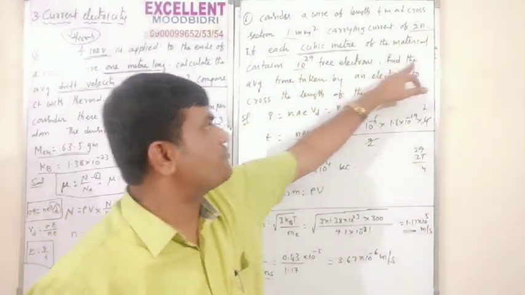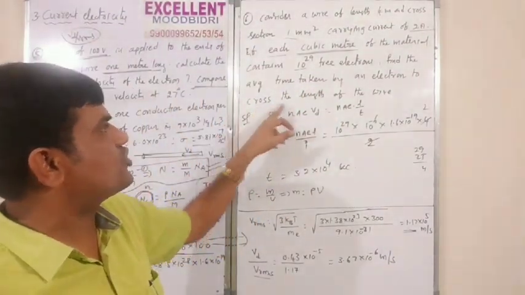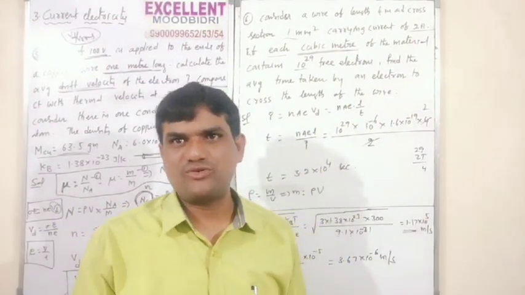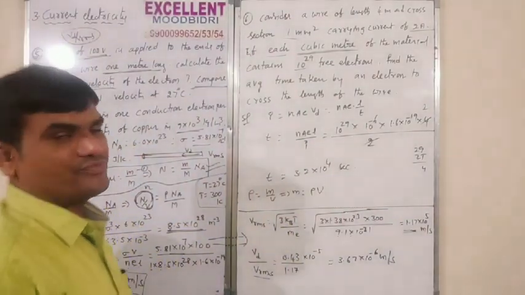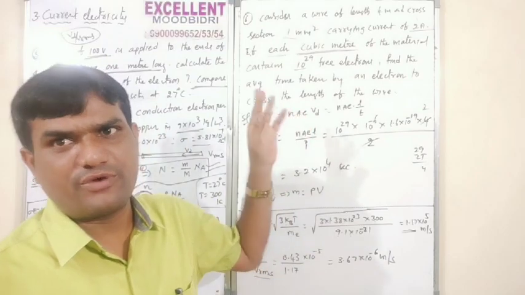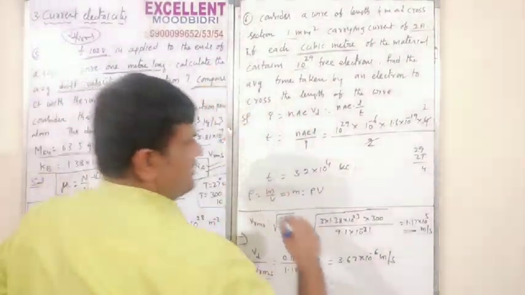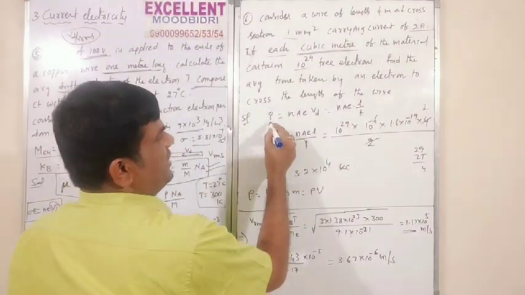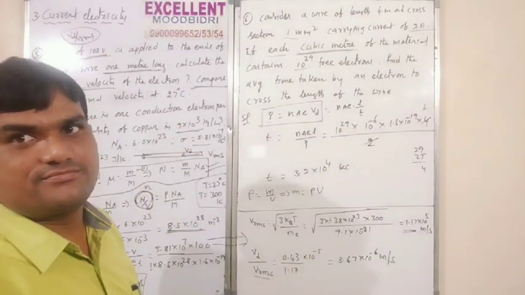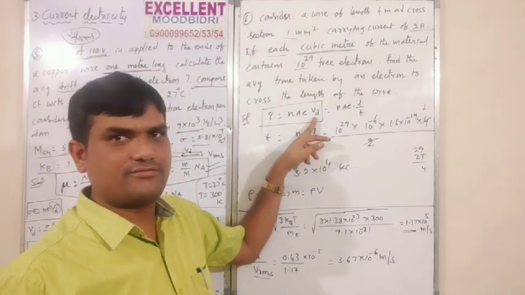Free electrons. Find the average time taken by an electron to cross the length of the wire. They are asking time only. Time is equal to what? Very simple problem. This is NCERT, I think, problem 3.15. Once you have to observe this problem in the textbook also. So the formula, you know, the relation between I and Vd: I is equal to nAeVd.